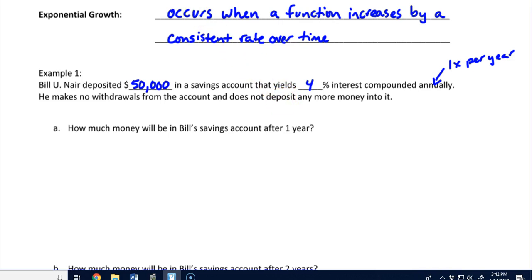All right, so I'm hoping you paused and worked that out. If not, please do it. You know how to do this. Find the amount. So we're going to go 50,000 times 1 plus 0.04, right? We're increasing by 4%, and that's going to work out to be $52,000. So 4% of $50,000 is $2,000. We're going to add that to the $50,000. That's how much he has after 1 year.